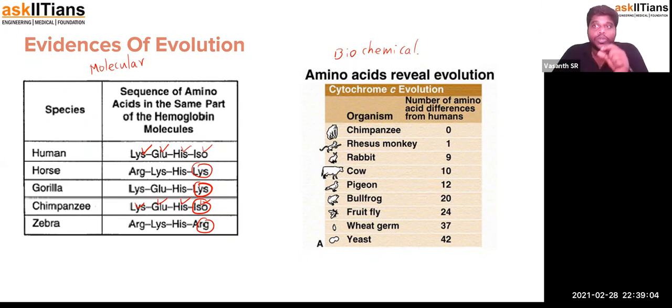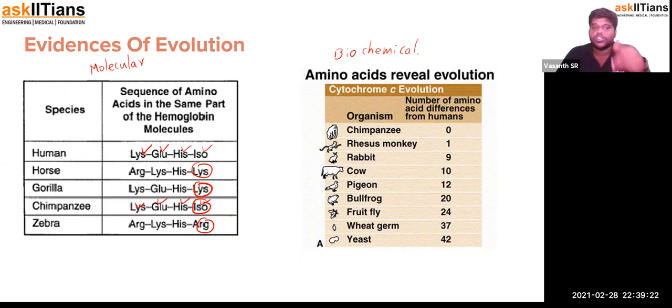Just as I told you, a single variation could cause very little change. What if there is an accumulation of variation? This accumulation of variation will definitely cause a huge change in the organism. So that's what we have seen in the organisms with their species and their sequences of hemoglobin.